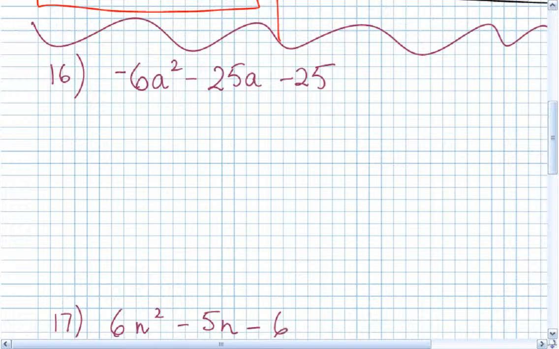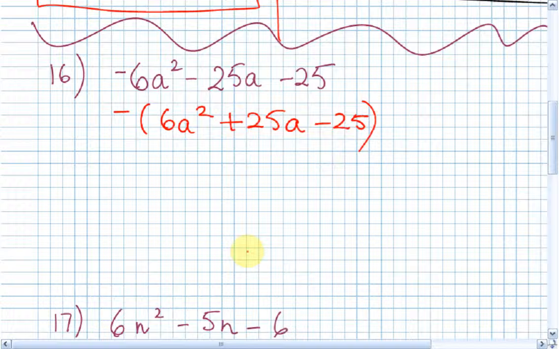I look at this, and the first thing that scares me is the negative signs. I don't like having a negative sign in front of the squared term. That's just me. So what I prefer to do is factor out the negative. Is there anything else I can factor out, by the way? No, so just the negative. So let's factor out the negative. So we get 6a squared plus 25a minus 25. Do that first, please.